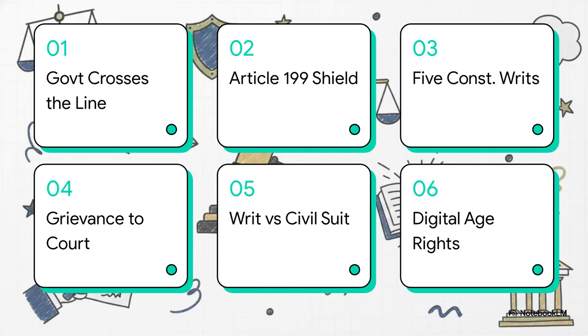So here is our roadmap for today's explainer. First, we'll look at when the government crosses the line. Second, we'll explore Article 199 as your constitutional shield. Third, we'll break down the 5 constitutional writs. Fourth, we'll map out the journey from grievance to the High Court. Fifth, we'll compare a writ versus a civil suit. And finally, we'll touch on human rights in the digital age. Let's get right into it.